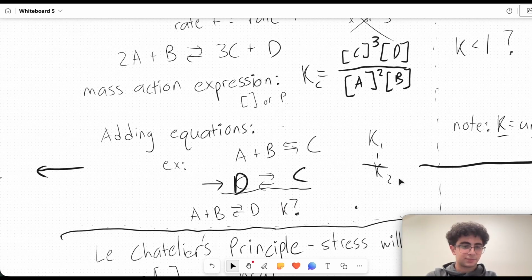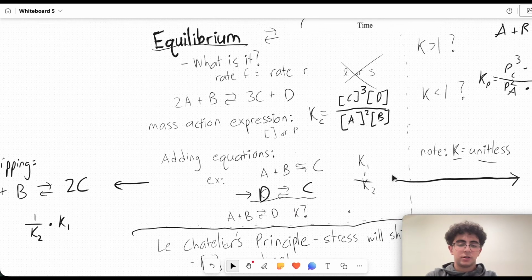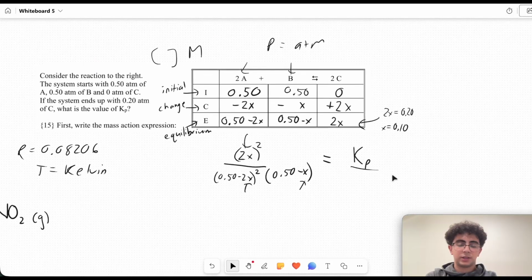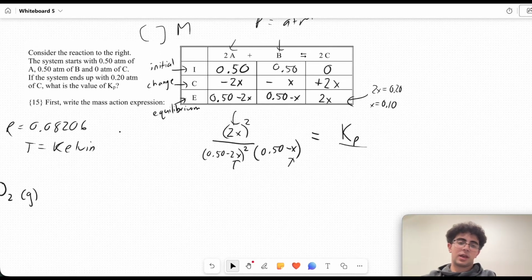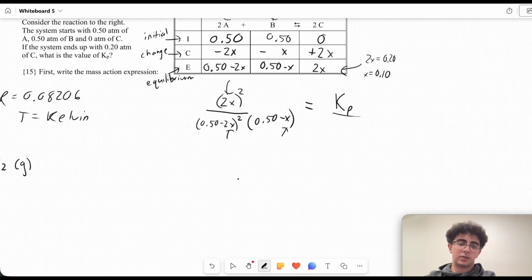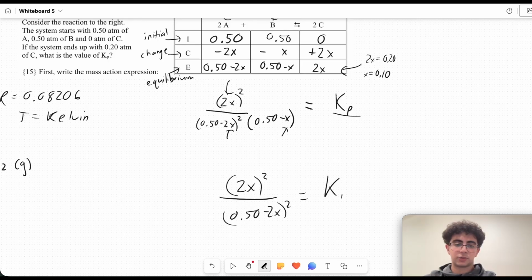So moving on, you could have also been given a Kp and then been asked to solve for the final concentration. So let's say in a different scenario, we end up with 2x squared over (0.50 minus 2x) squared. That's a Kp. A nice math trick.